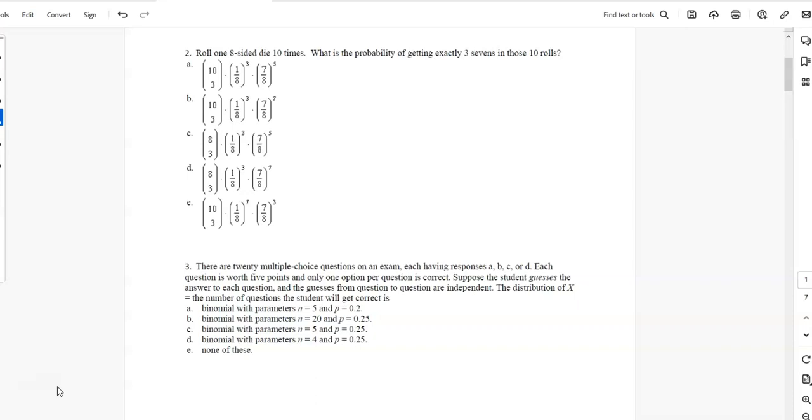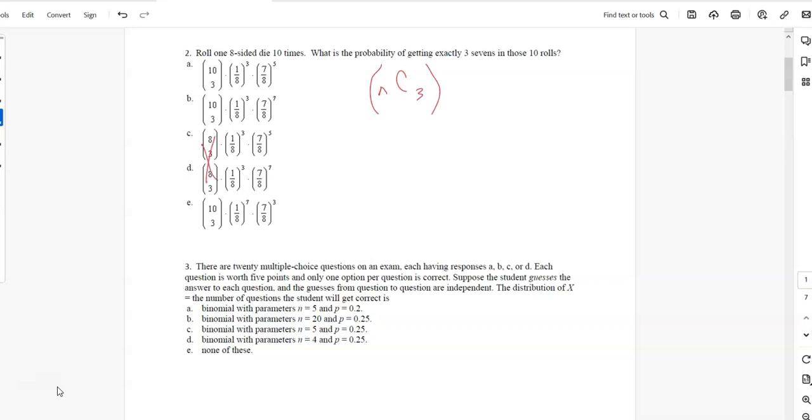So you have a 1 in 8 chance of getting a 7 every time you roll. Okay, so it's definitely binomial. So we're going to use the binomial formula, nCr or nCk in this case. So it would be 10 choose, we want to get exactly 3. So that's our starting point here. They write it a little differently.